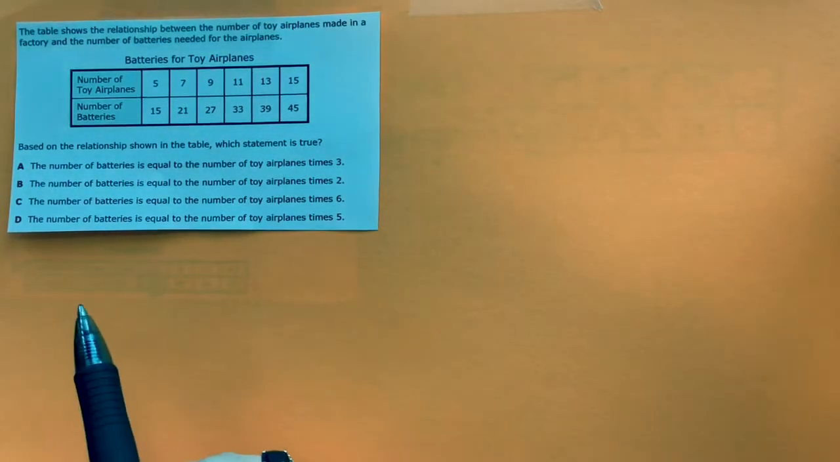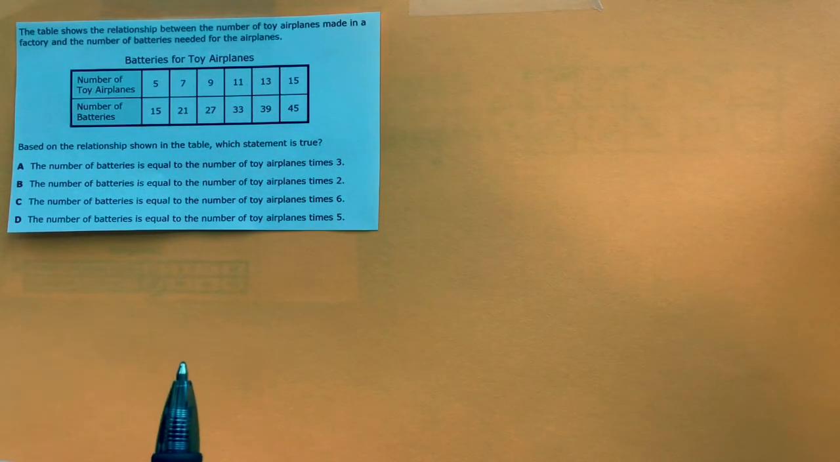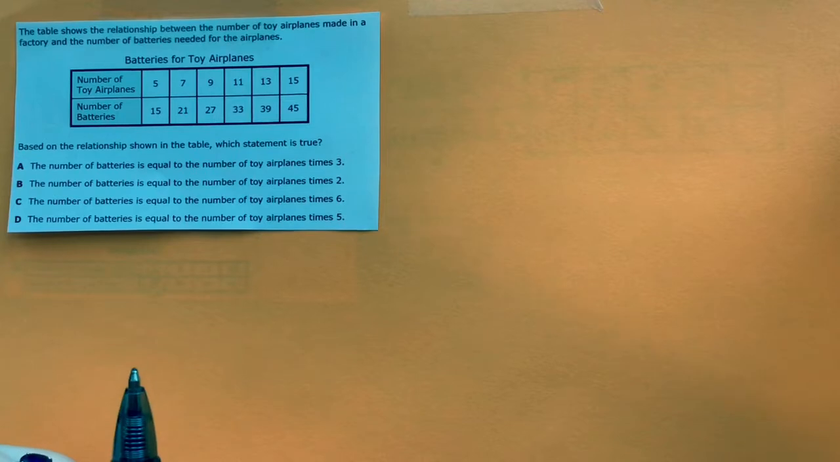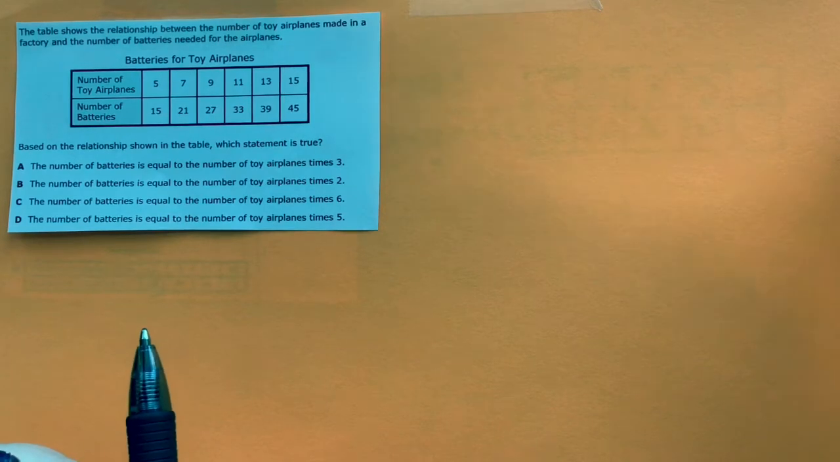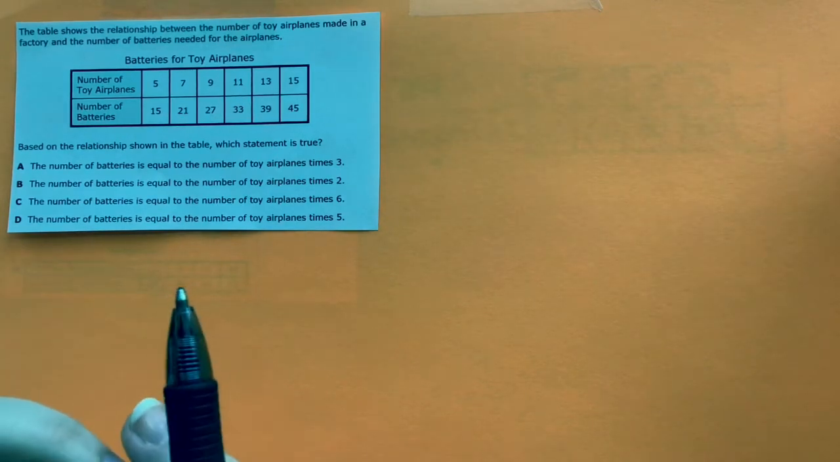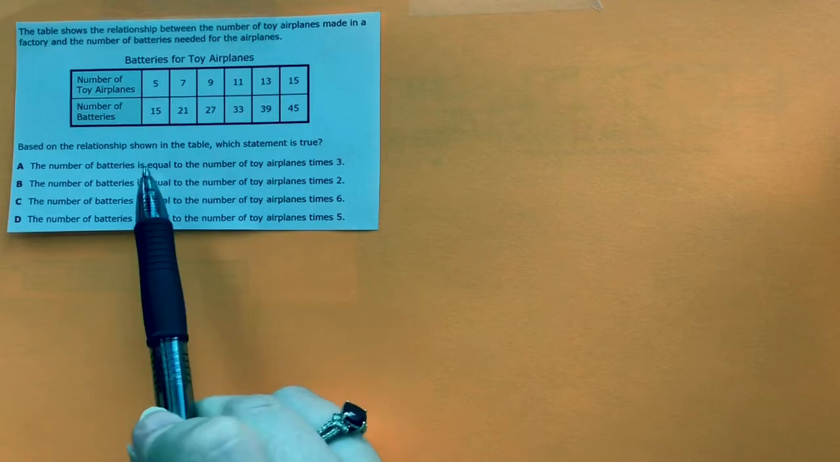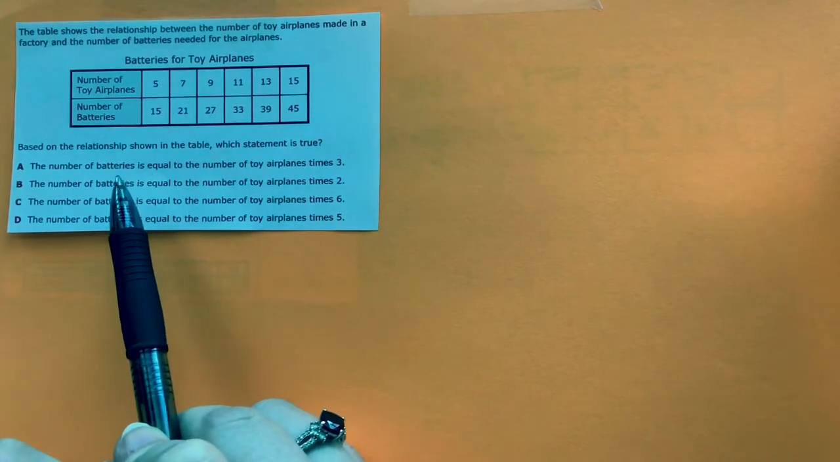So the table shows the relationship between the number of toy airplanes made in a factory and the number of batteries needed for the airplanes. So if you have any toys at home that need batteries, that's kind of what this is talking about. There's a toy airplane and it requires batteries probably to fly around. So it might have a remote control to fly. Okay, so think about a toy that you have that uses batteries.